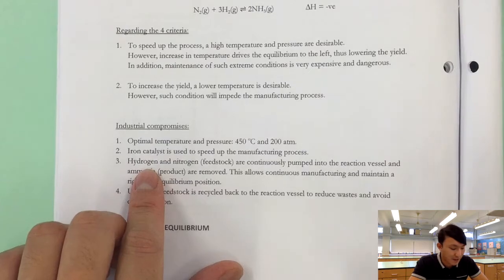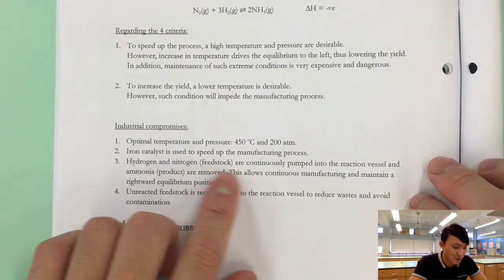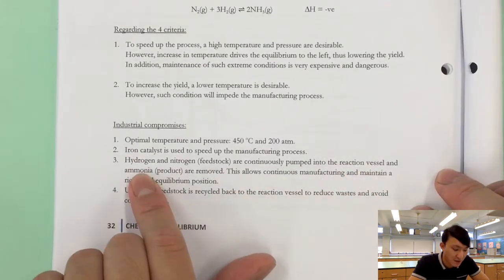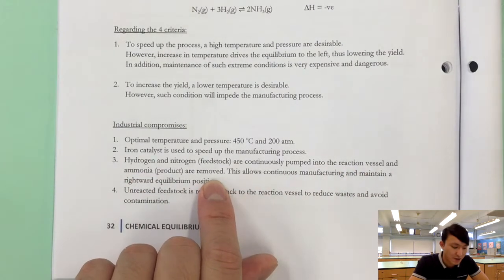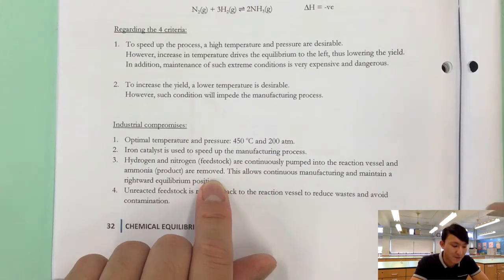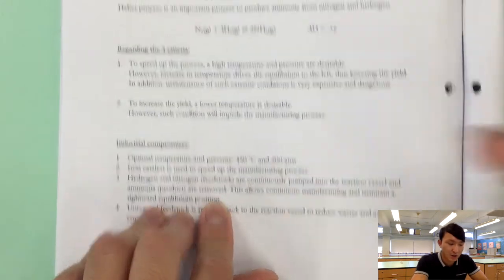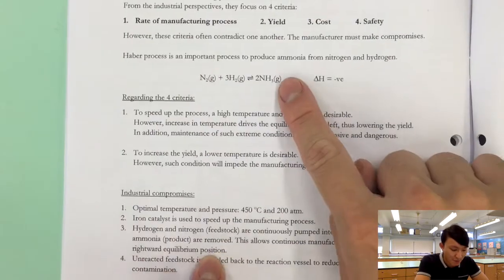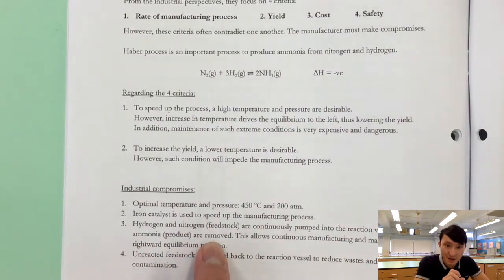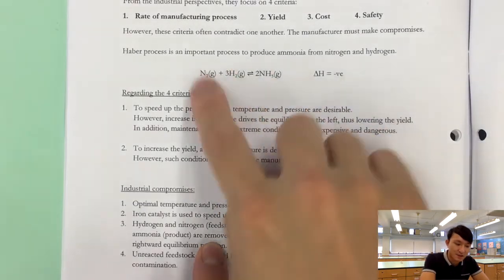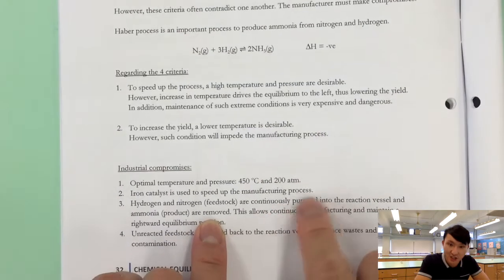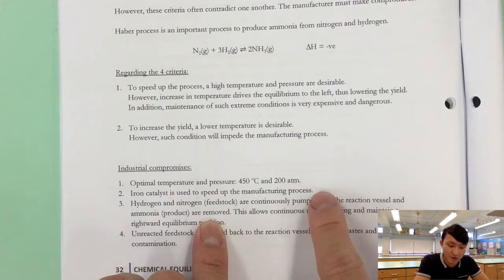All right, number 3 here, we say that the hydrogen and nitrogen feedstock are continuously pumped into the reaction vessel, and at the same time, ammonia is removed. So here, the idea is we keep a high concentration of the reactants, nitrogen and hydrogen, and we keep removing the ammonia. So basically, the system is always not at equilibrium, because we keep changing the reactant concentration and product concentration.